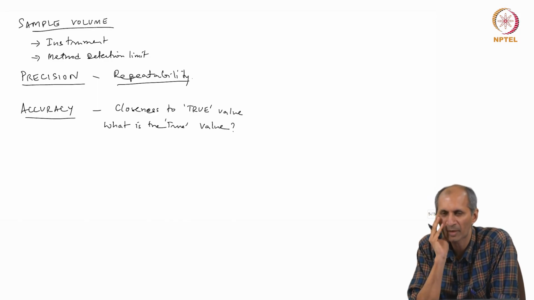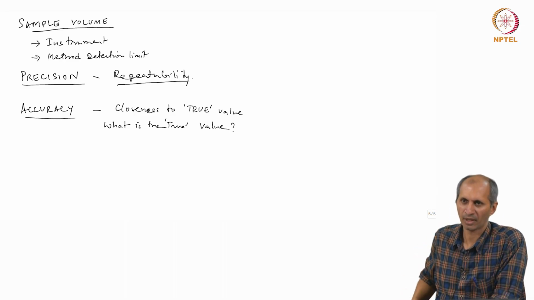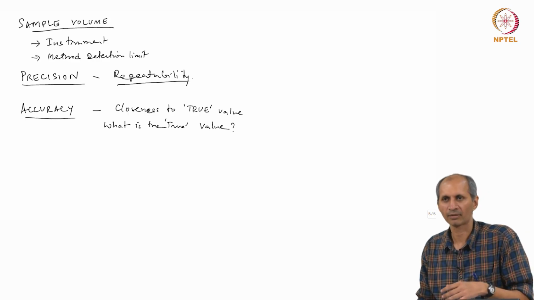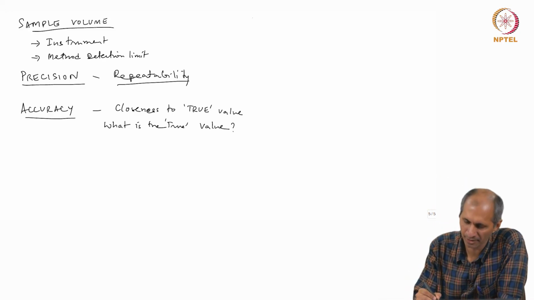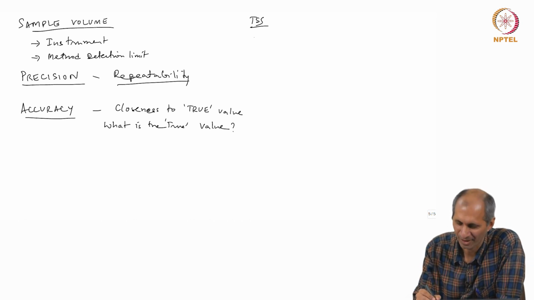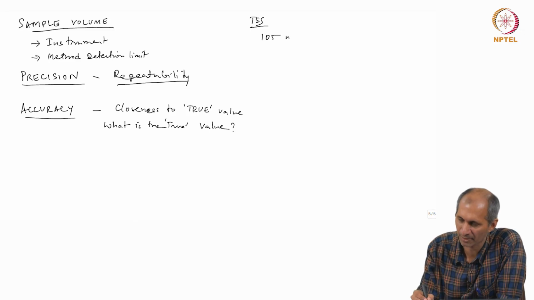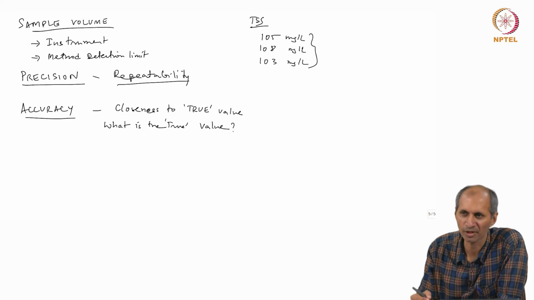of a sample. For example, if I am taking a water sample and I measure TSS, I do it once, I do it again, what is the value I get? Maybe different. The third time I get a different value. I send 3 of you to make TSS measurements. One of you gets 105 milligrams per liter, the other gets 108 milligrams per liter, the other gets 103 milligrams per liter. What is the meaning of this?